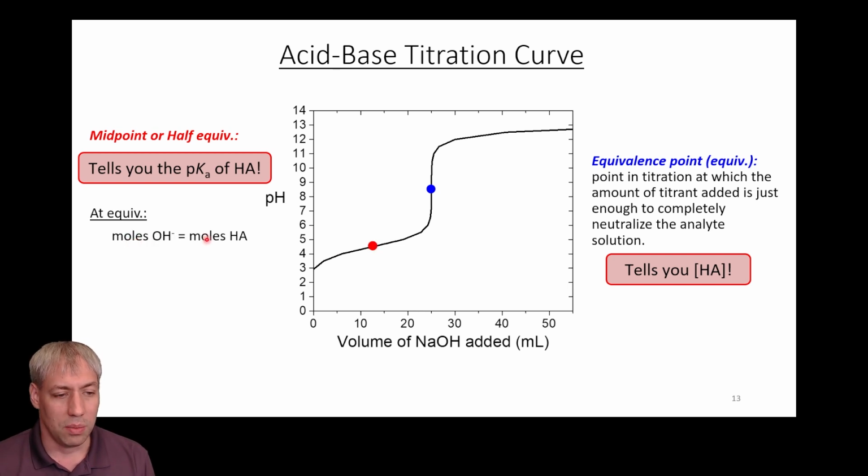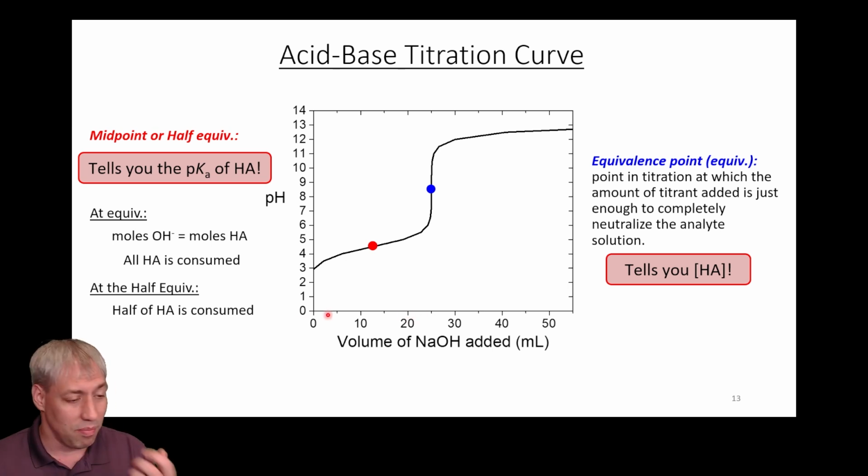And so remember, at the equivalence point, when we get to this blue dot, we've said the amount of NaOH we added is equal to the amount of HA we started with. And so we've neutralized all the HA. Well, what happens at that half point? At the half point, you're only consuming half of the HA, which means basically you have a 50-50 mixture of A minus and HA. And so this point right here, this halfway, so you go here, it's 25 milliliters, halfway to that is 12.5. That's the halfway point. That's the threshold where HA is equal to A minus.